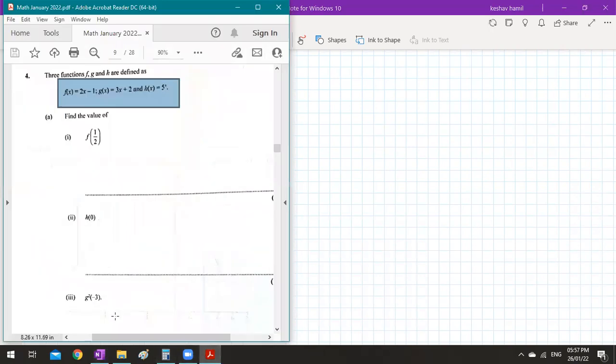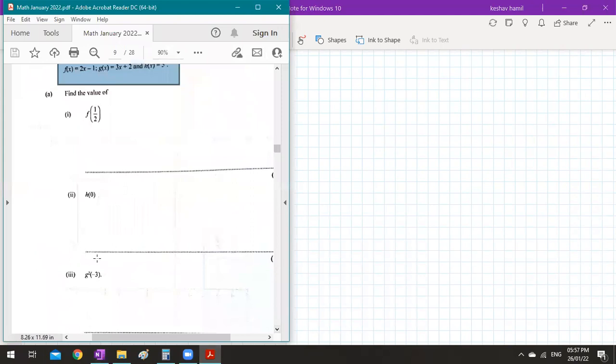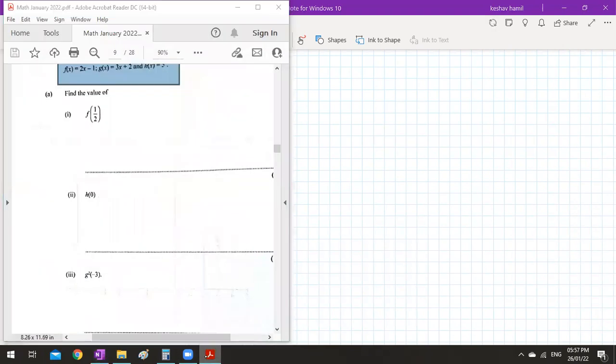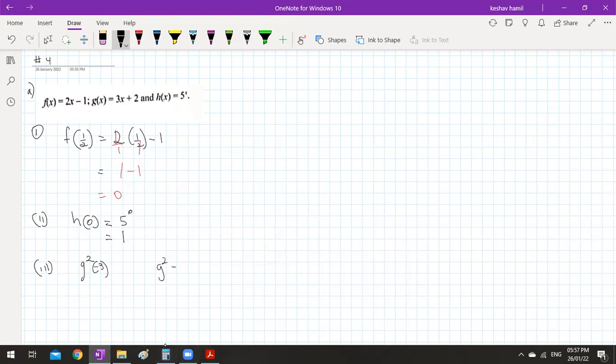And the last one, which I'm seeing here, is g squared of negative 3. Now, they want g squared of negative 3. But what is g squared? G squared is g of g of x. It's a composite function. So you substitute g of x as this, 3x plus 2, and then substitute this entire value back into the g formula.